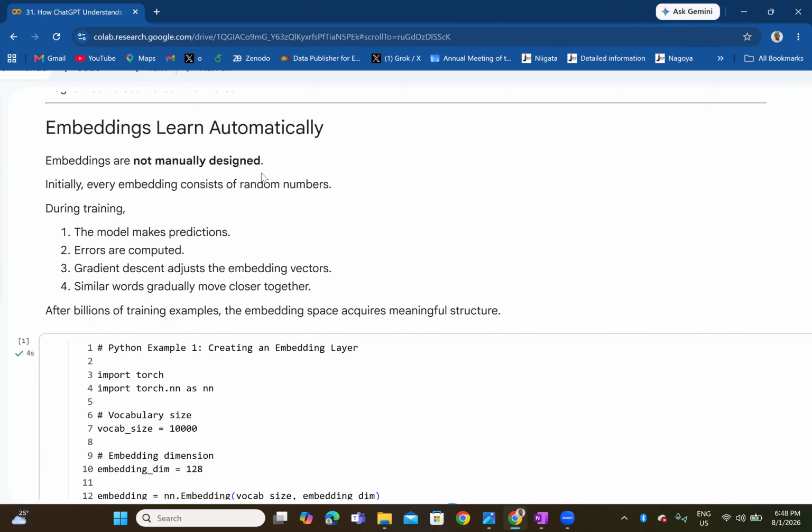Embeddings are not manually designed because it is almost impossible, especially when you have thousands of dimensions. They are done automatically by the machine. Initially, every embedding consists of random numbers. During training, the model makes predictions, errors are computed, and gradient descent adjusts the embedding vectors. Similar words gradually move closer together. After billions of training examples, the embedding space acquires meaningful structure.